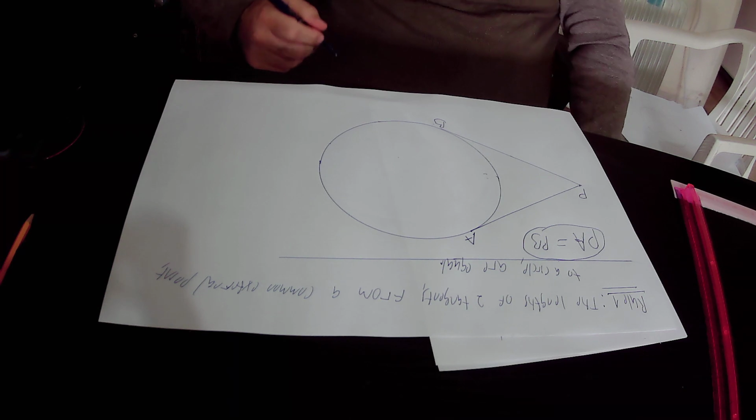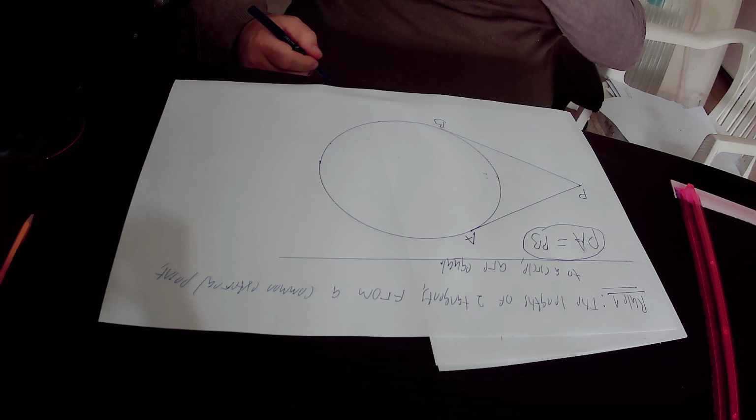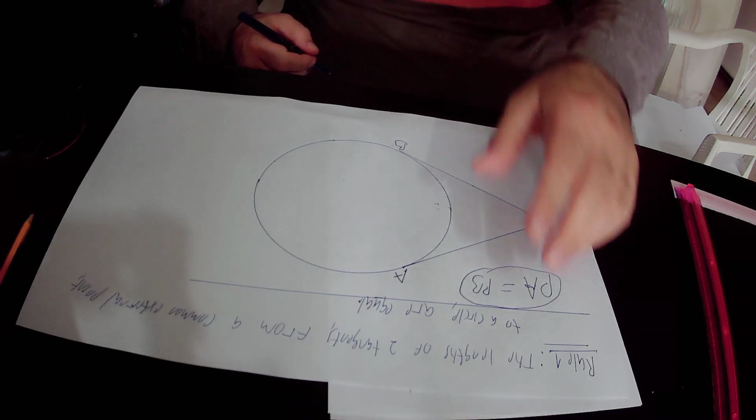So whenever you draw two tangents to a circle from a common external point of that circle, like in this drawing, then the lengths of those two tangents will be equal to each other. In this case, PA is equal to PB. Okay?